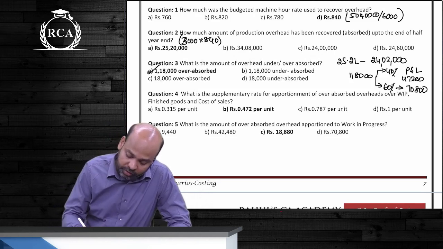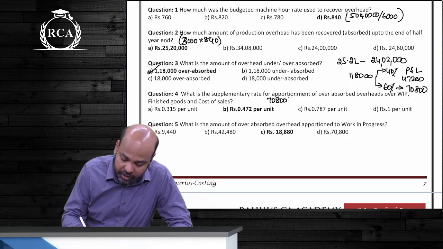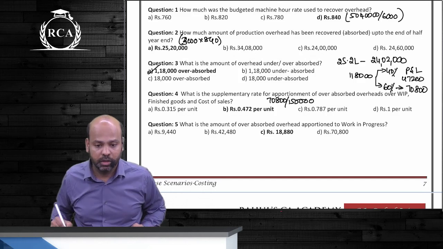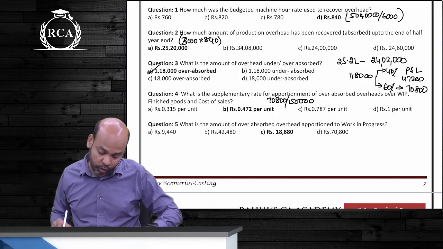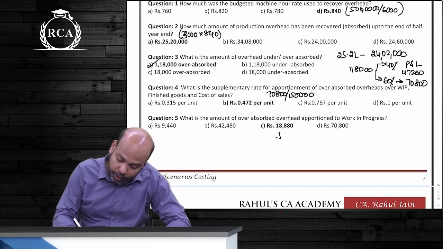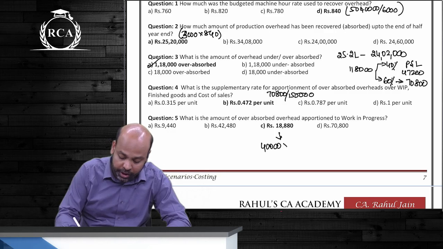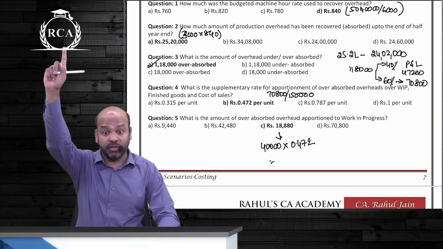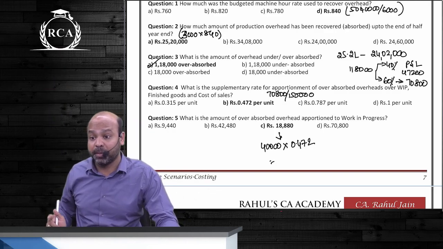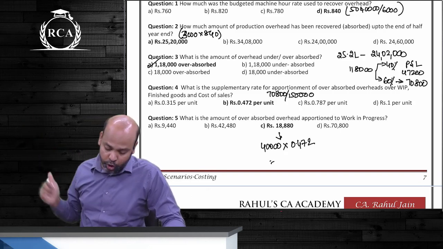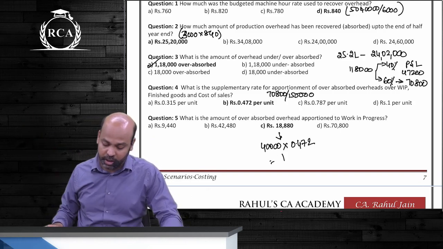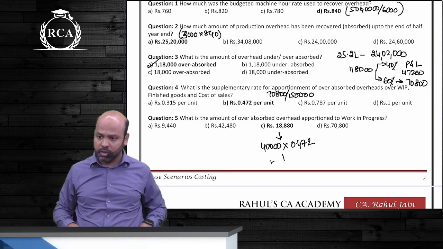What do you think will be your supplementary rate? Won't you divide 70,800 by number of equivalent units? 1,50,000. Supplementary rate is 0.472. How much will be the amount to be allocated to work in progress? Won't you allocate 40,000 units into 0.472? Work in progress is 80,000 units, but only 50% complete. Aren't the number of equivalent units 40,000? 40,000 into 0.472, 18,880. Ho gaya question?